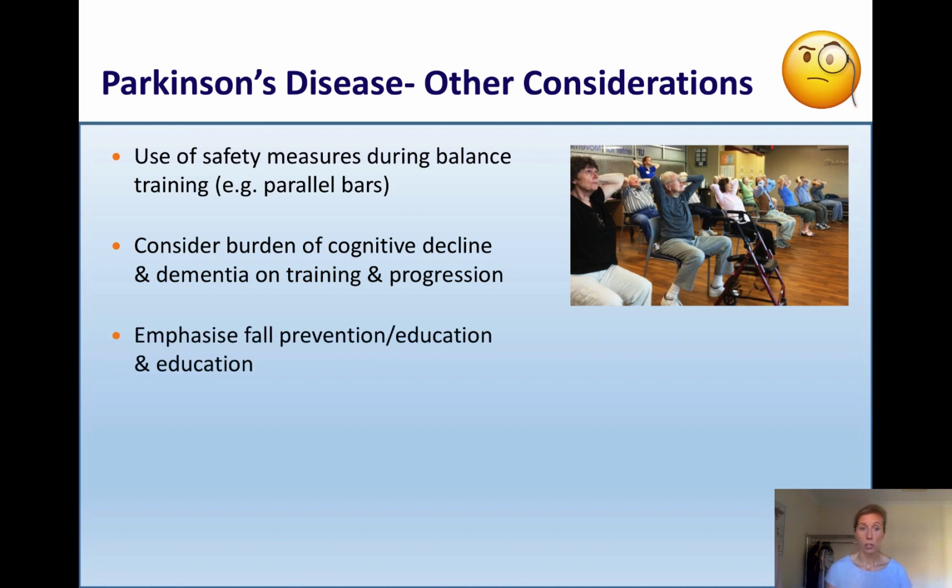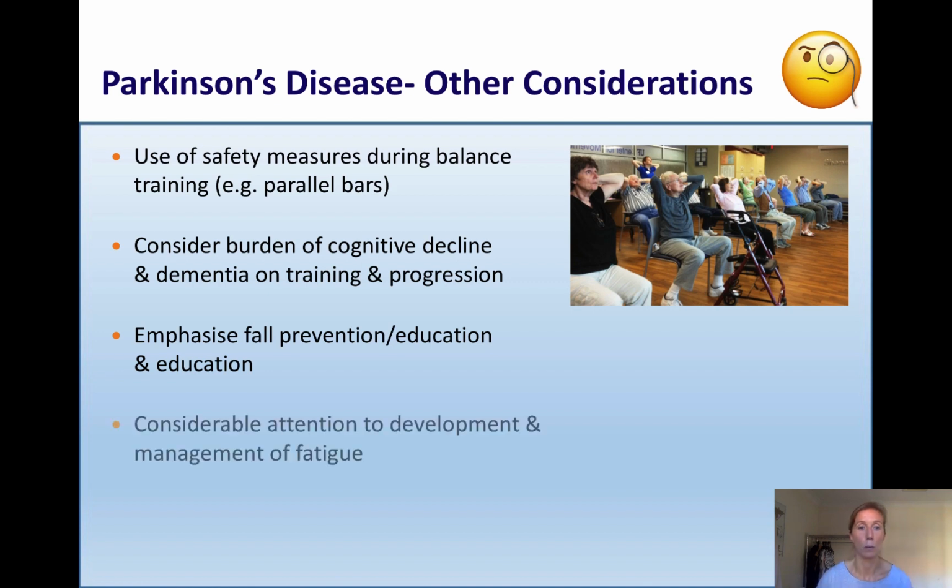Emphasize your fall prevention education. Again, keep taking note of why you're doing what you're doing, trying to help them transition and take the work that you're doing in the gym or the exercising environment back into the home as well.